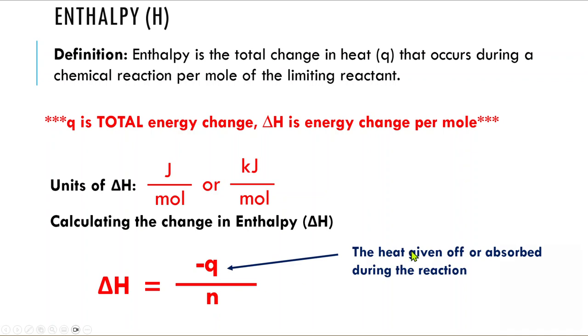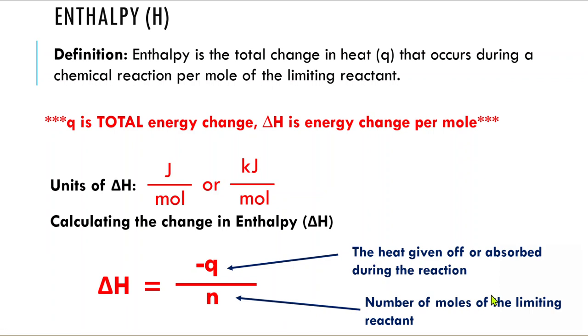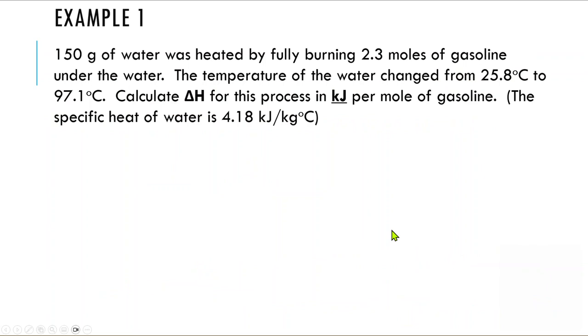The Q is the heat given off, the total amount. The N is the number of moles of the limiting reactant. I'll explain in a minute why it has to be negative Q. All right, so let's look at an example.